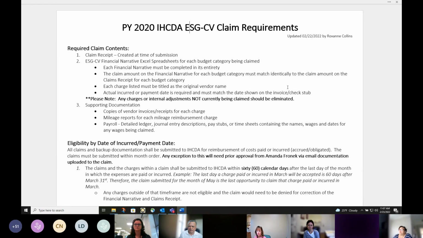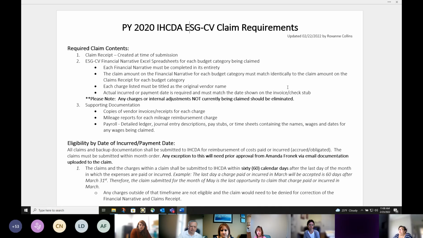So first off, we want to start with what's required within that claim, the contents of the claim. There's the claim receipt, which is created at the time of your claim submission. The ESG financial narratives, it's an Excel spreadsheet, which I do believe everyone is familiar with. If you have any questions with that, we can go over that as well. And then also the supporting documentation for each charge. So let's go back up to number two, ESG financial narrative, Excel spreadsheets for each budget category being claimed.